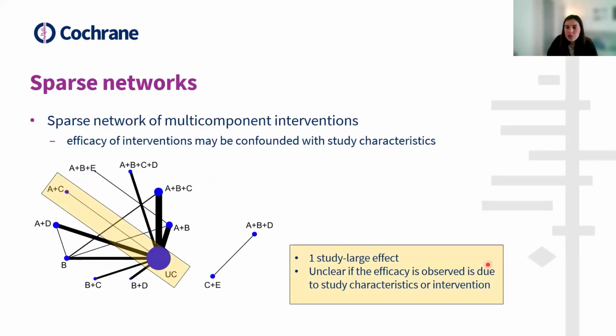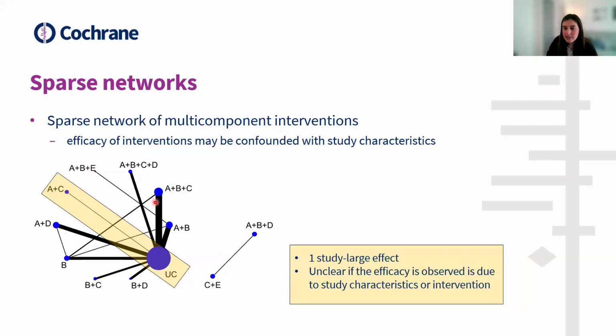So another common issue in networks of multi-component interventions is that they are sparse. What does that mean? It means that most of the included studies compare an intervention to a reference, for example, usual care in this example, and there are only very few studies that compare interventions with each other. We can see that in this example. Interventions are mostly compared to usual care, but there are no edges connecting them, only a few, so this means that they are not directly compared in head-to-head trials.